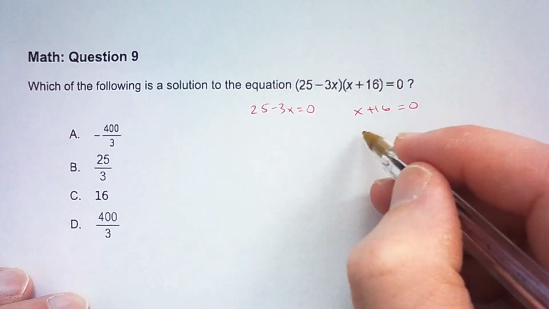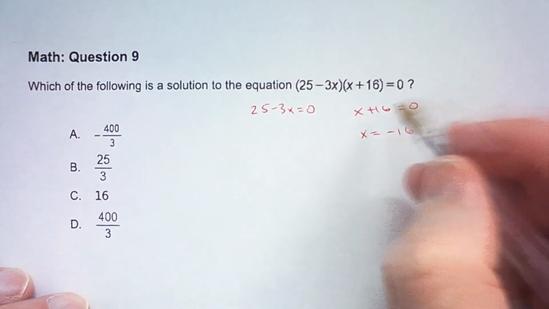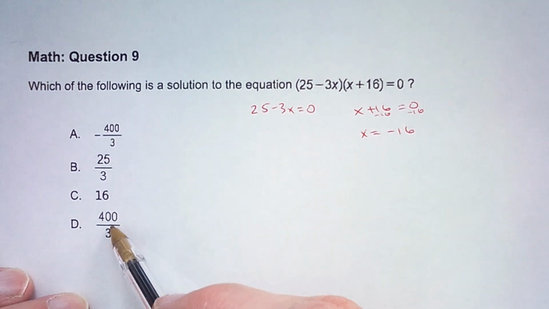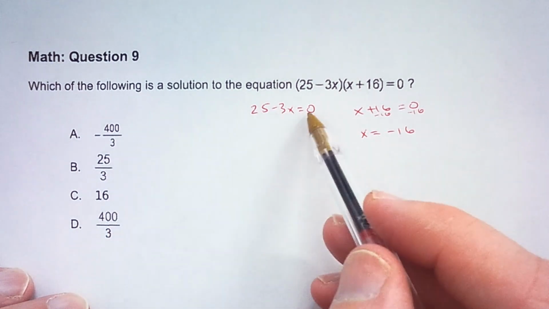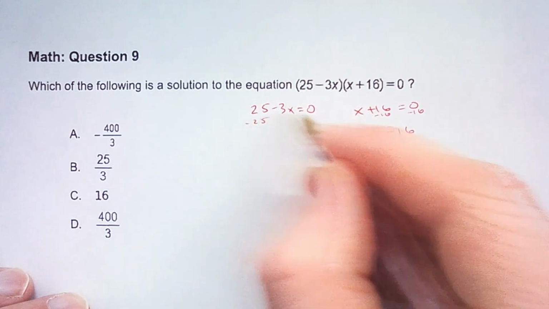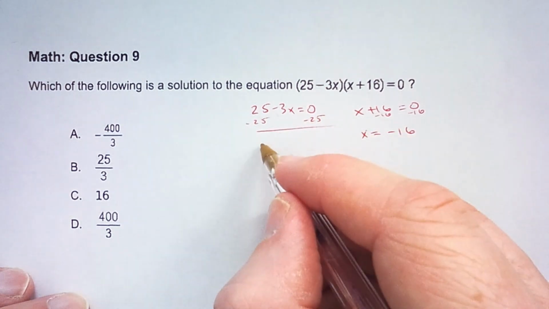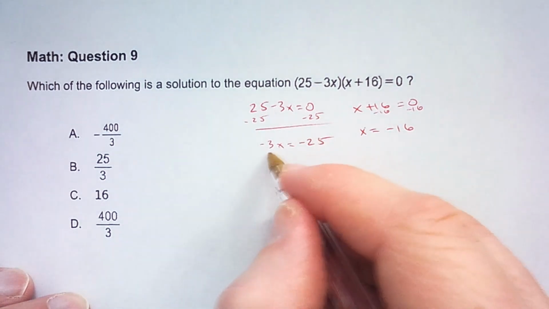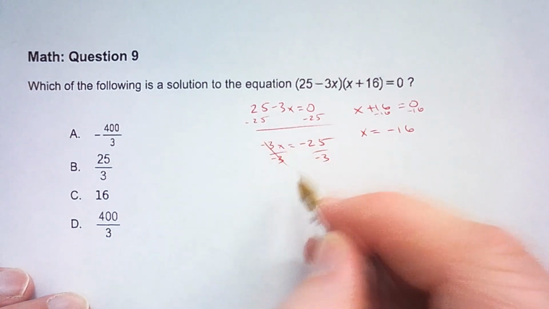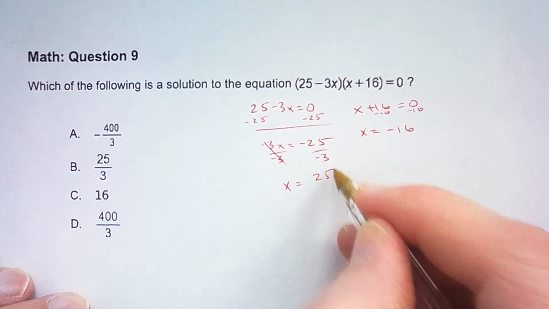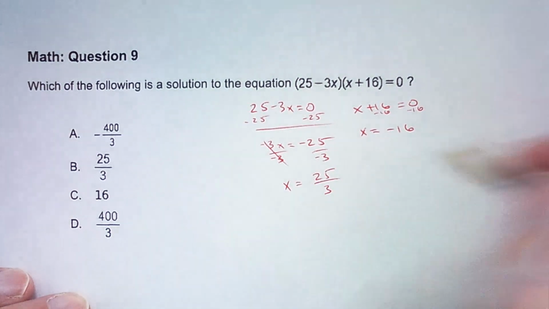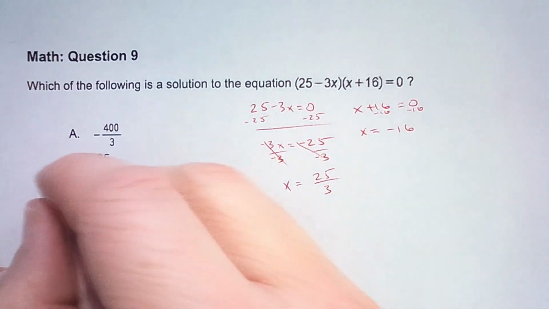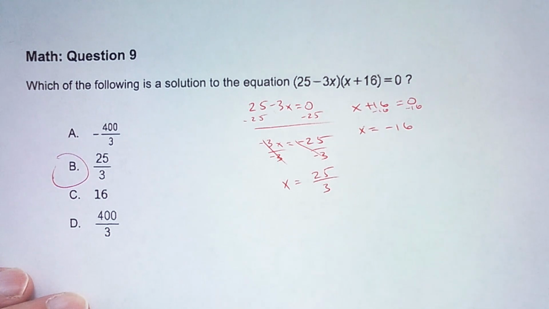Okay, so this one's going to be easy to solve. We get x equals negative 16 just by subtracting 16 from both sides. I don't see that option over here. Okay, so let's solve this one. We'll subtract 25 from both sides and get negative 3x equals negative 25. And we'll divide both sides by negative 3 and get x equals positive 25 over 3. Negative over negative cancels to become positive. 25 over 3, and that is option B.